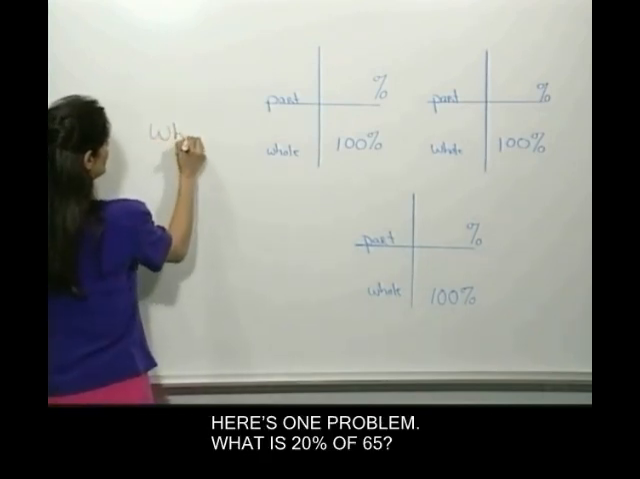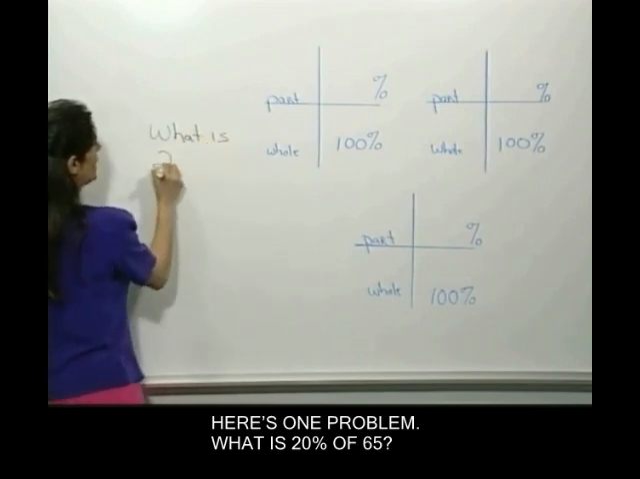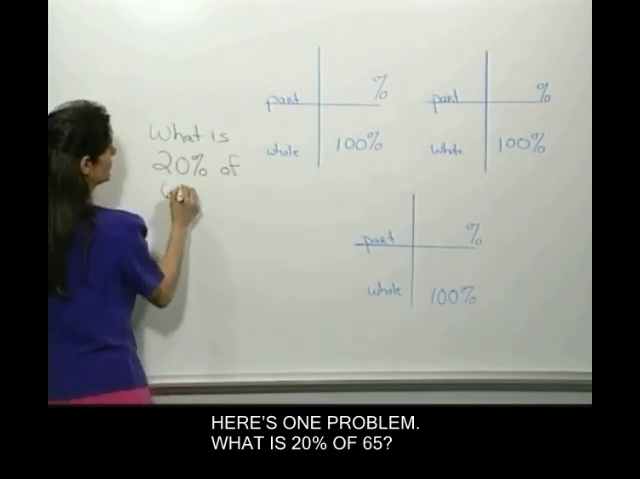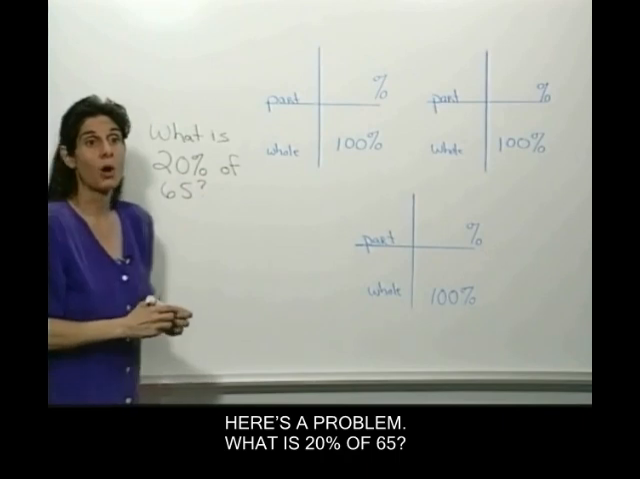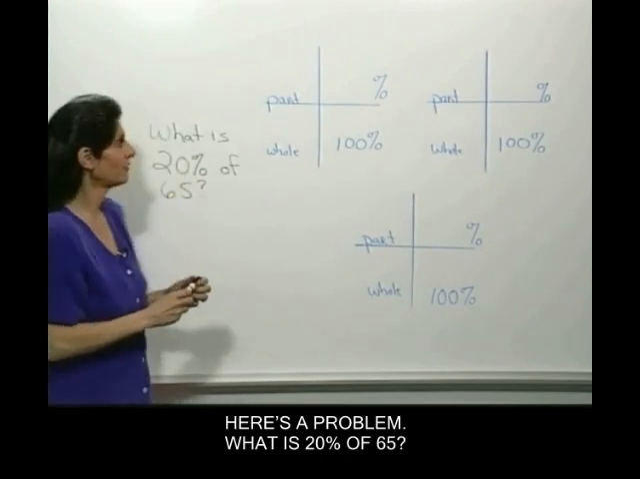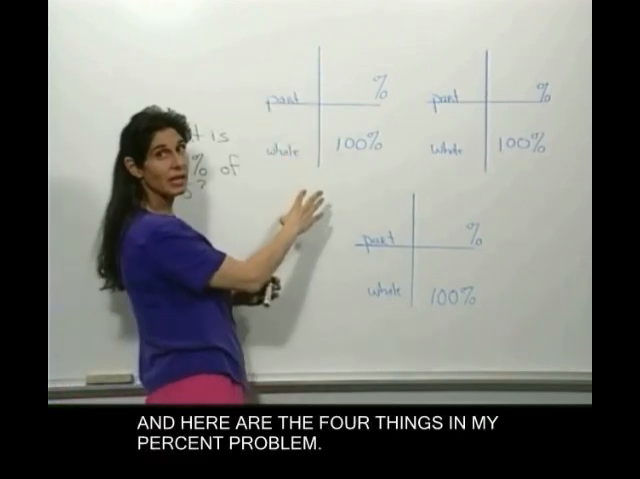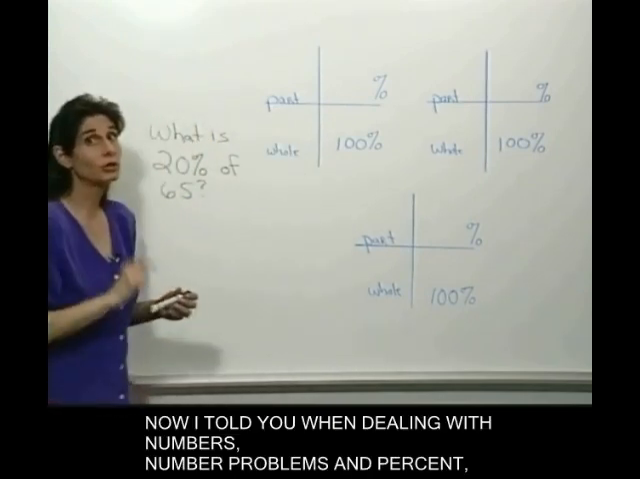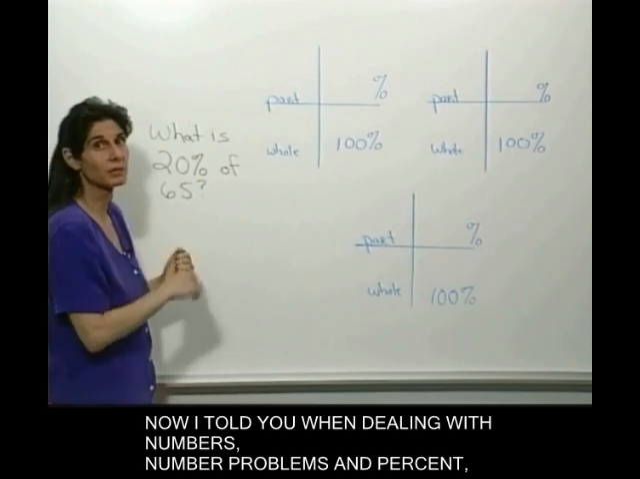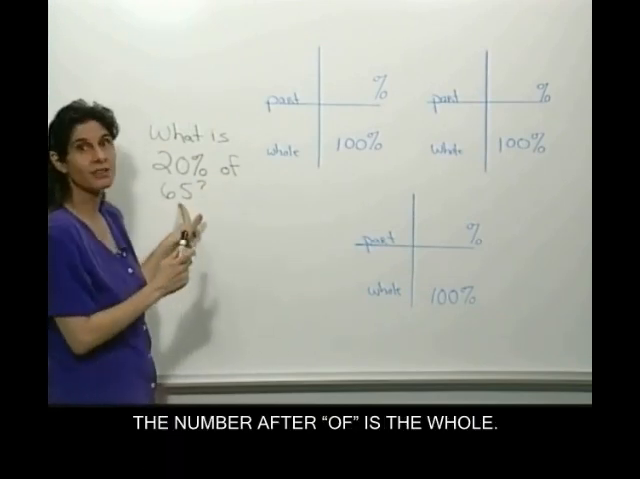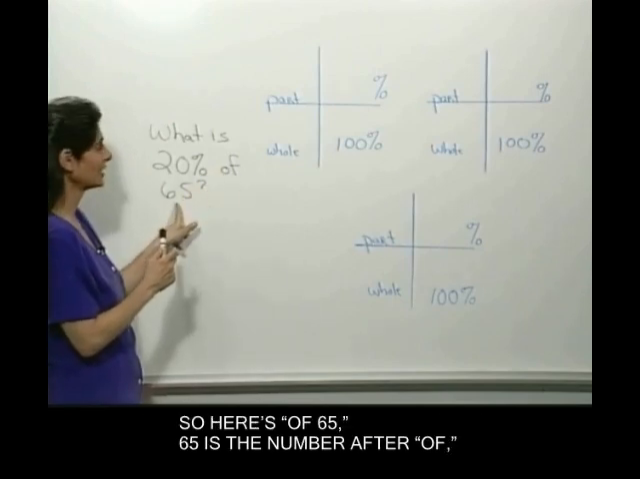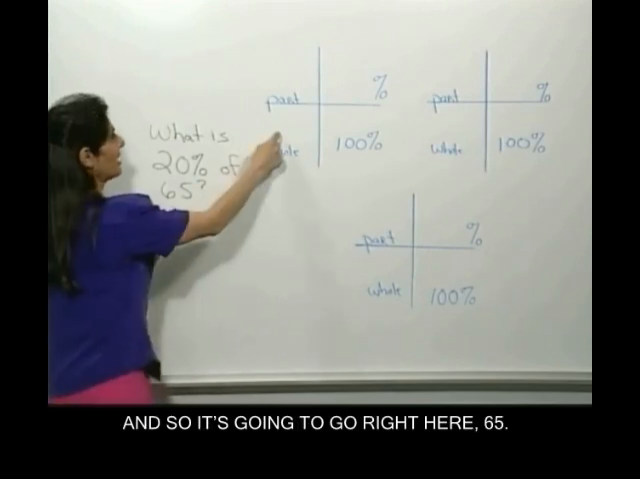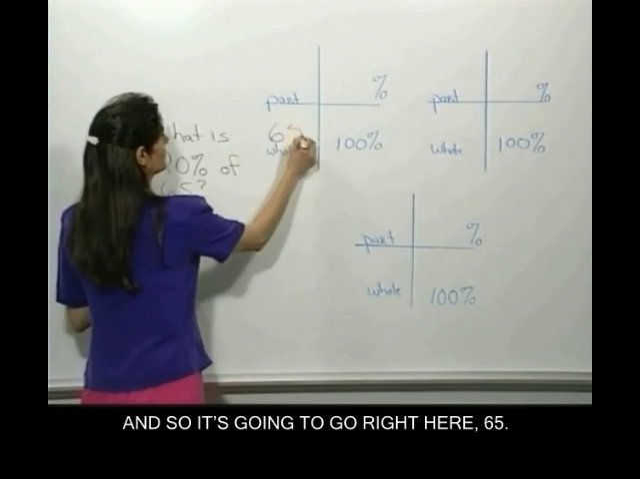What is 20% of 65? Here's a problem. What is 20% of 65? And here are the 4 things in my percent problem. There's a percent, 100%, the whole, and the part. Now, I told you when dealing with number problems and percent, the number after of is the whole. So here's of 65. 65 is the number after of. And so it's going to go right here, 65.